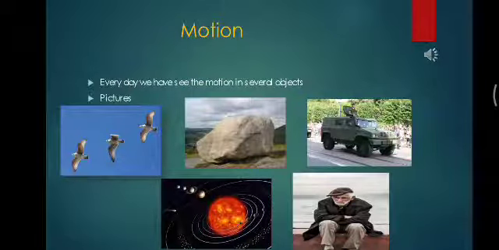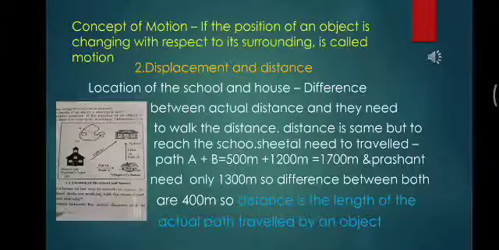Understand? So from the above explanation, we can define the meaning of motion. If the position of an object is changing with respect to its surroundings, it is called motion. Here I have given you the concept of motion. You can read it from that slide. If the position of an object is changing with respect to its surroundings, it is called motion.